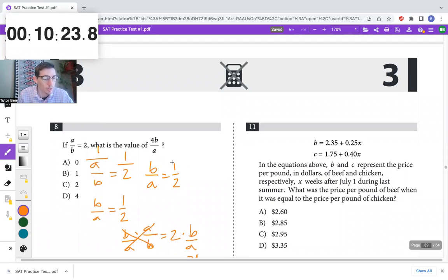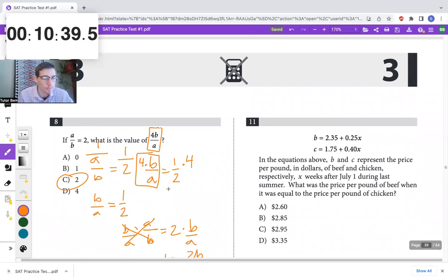So regardless of how you get there, once we see what we're being asked for, 4b over a, we can just multiply both sides by 4. That'll give us our 4b over a on the left side, and 4 times 1/2 is just 2.